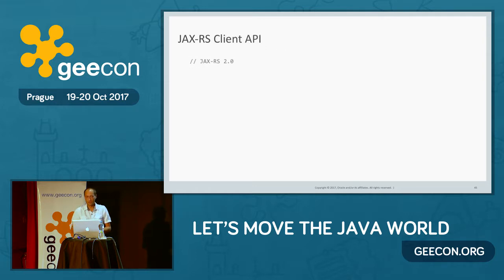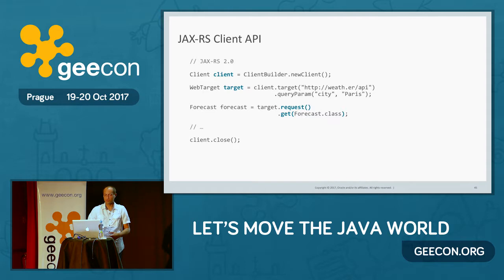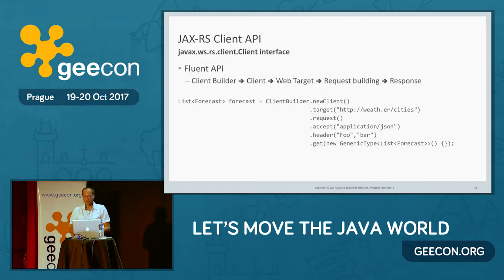So in 2.0, we created a client, got a target, created a request, called get on it, worked with the response and closed. So basically, this is an example of a fluent API which goes through building a client, through the client itself, web target, request building up to the response.